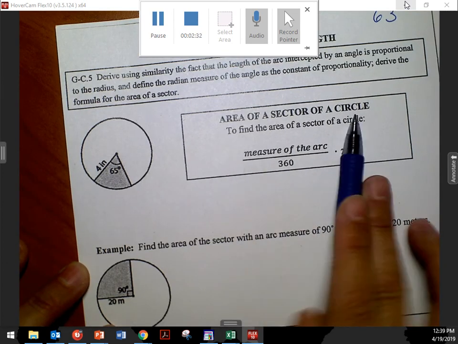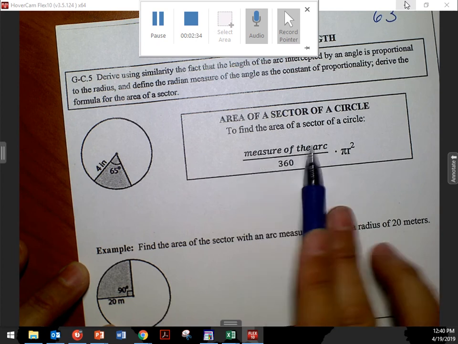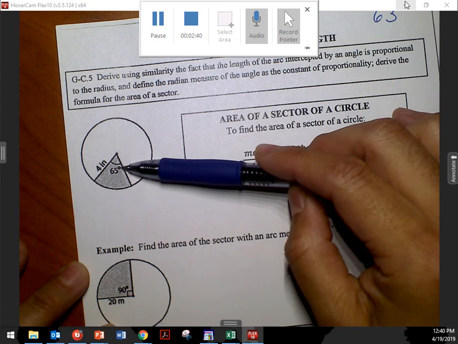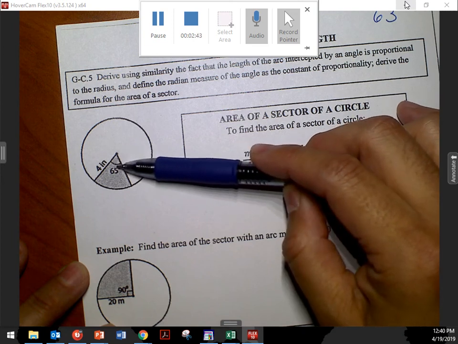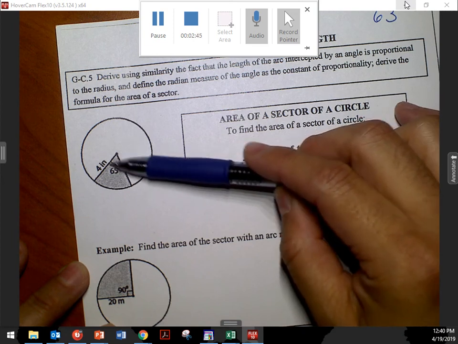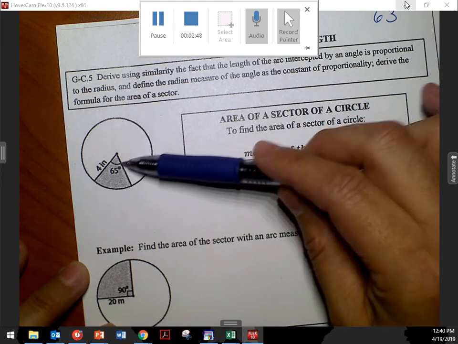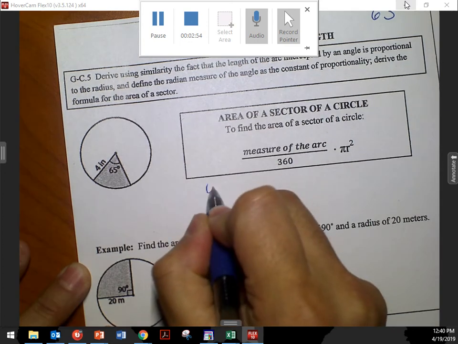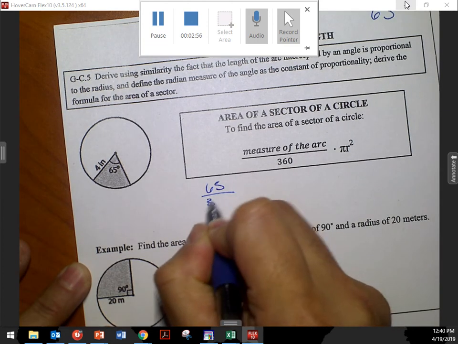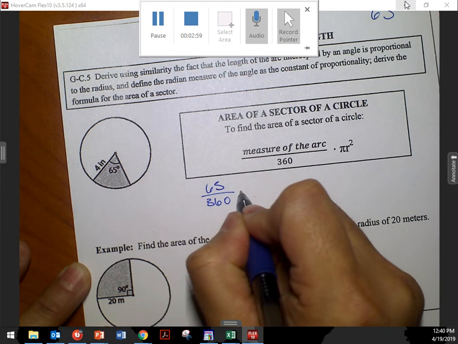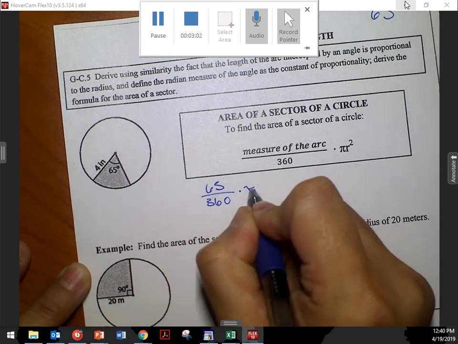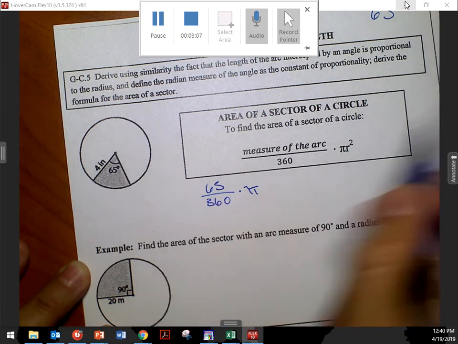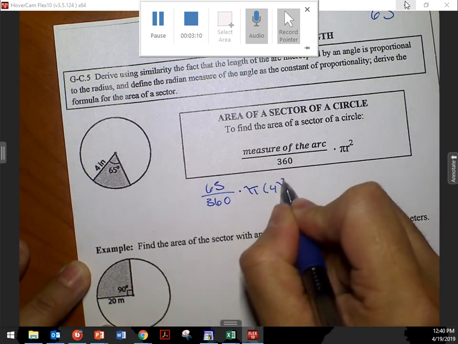Okay, so the area of a sector is going to be based on the measure of the arc. If we're thinking about this as a slice of pie, this is the piece that I'm looking for. That is the arc, just a small little piece I have, the measure of the arc. So that's 65. So it's going to be 65 divided by 360 times pi. My radius is going to be from the outside to the center, which is 4, squared.